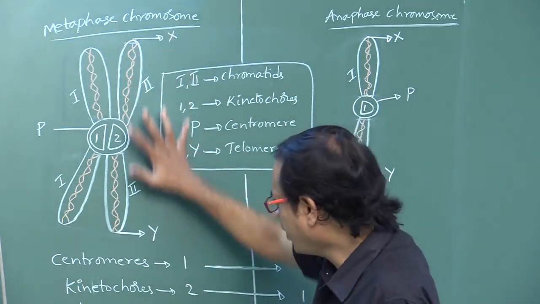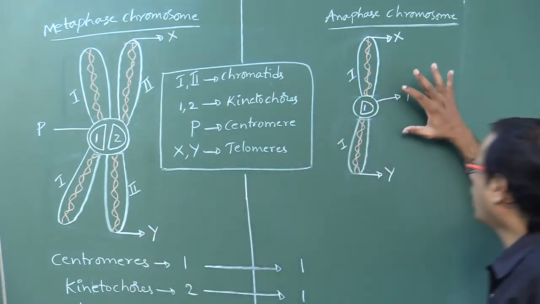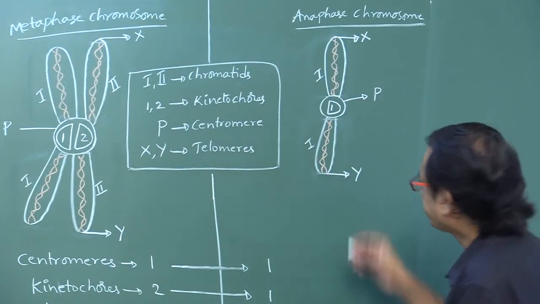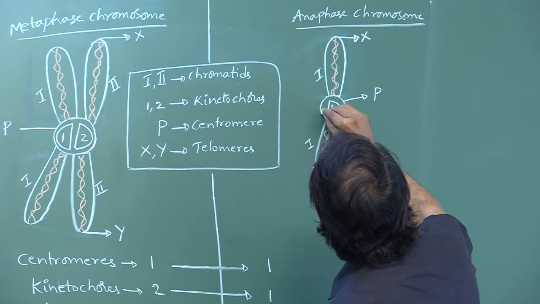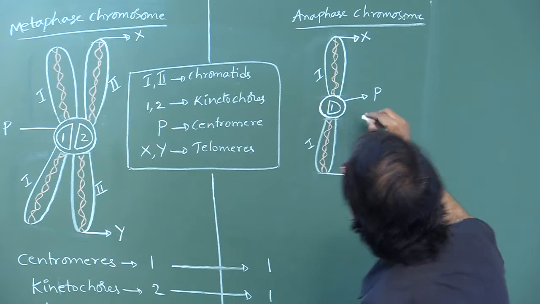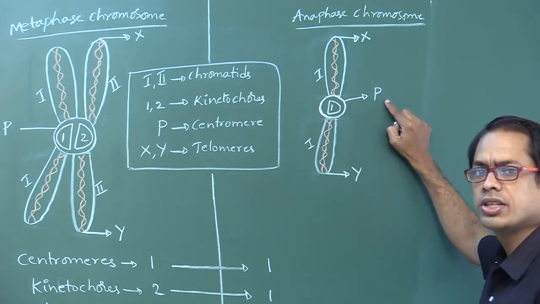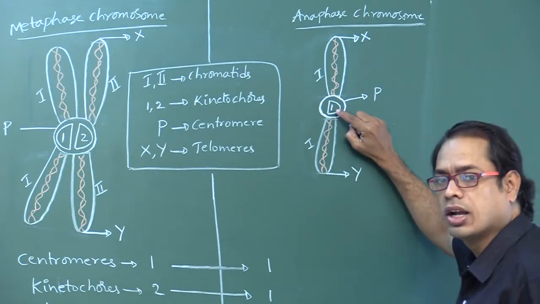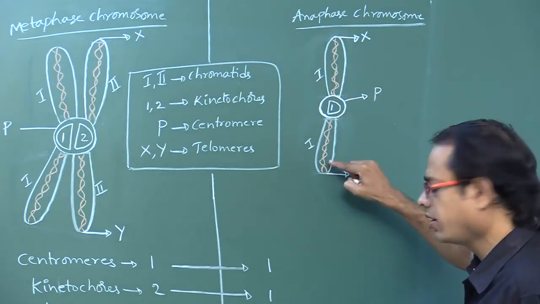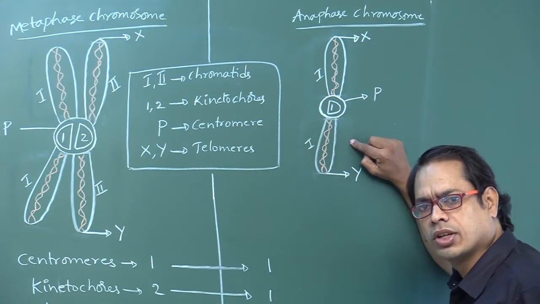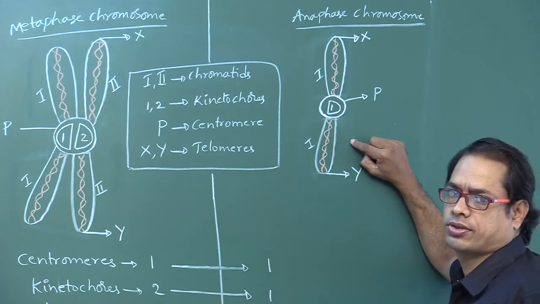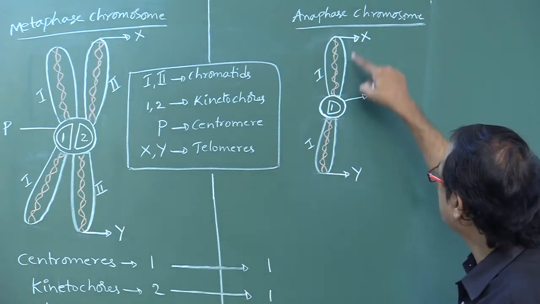This is the anaphase chromosome. This is the central part, P, the centromere. Inside it only one kinetochore is present. Here one chromatid is present, and one chromatid contains one DNA. One DNA means how many strands? Two strands. And this is a telomere, this is a telomere.